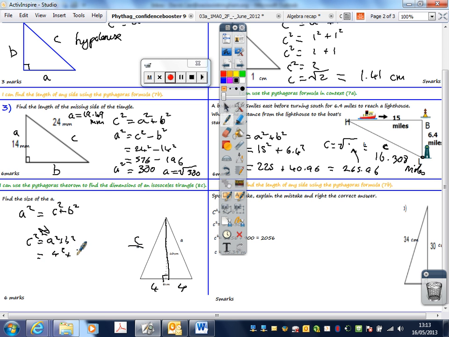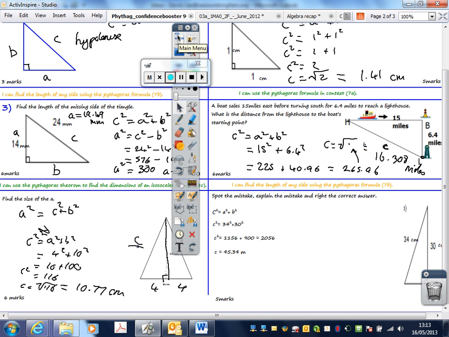squared plus 10 squared, which is equal to 16 plus 100, which is equal to 116. So that's C squared. So C is equal to the square root of 116, which is what? 10.77. 10.77, not 77. And what's the unit of measure? Centimetres. Good, okay. Well done for those that got that correct. Declan, well done. You get all marks for doing that. Well done. I've got every single question right so far.